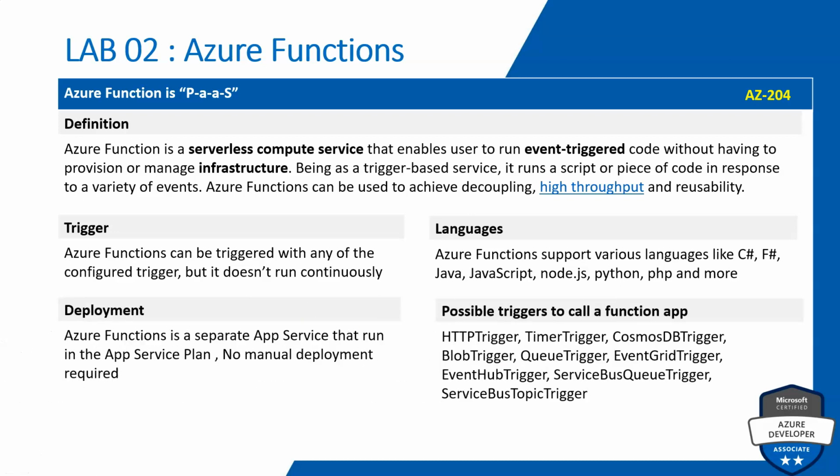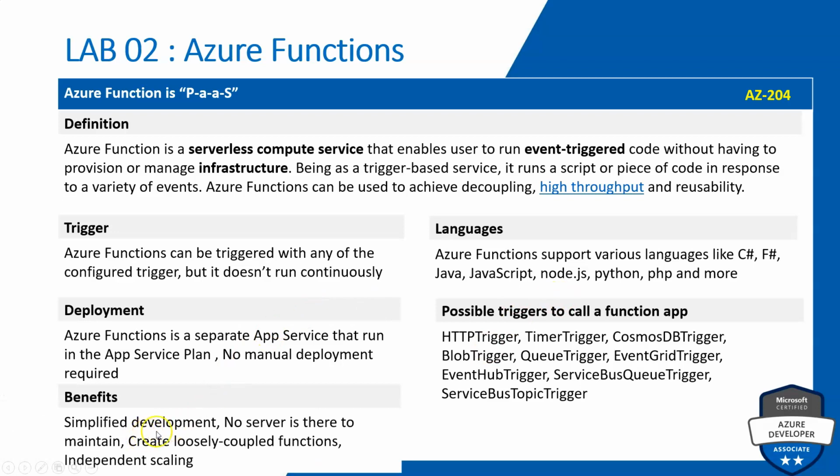Next, let's see the possible triggers to call a function app. So there could be an HTTP trigger, timer based, Cosmos DB, then we have blob, queue trigger, event grid trigger, event hub trigger, service bus queue, and service bus topic trigger. We'll talk about a few of these in the practical session. Benefits: it simplifies the development. There is no server to maintain. It lets you create loosely coupled functions and it provides independent scaling.